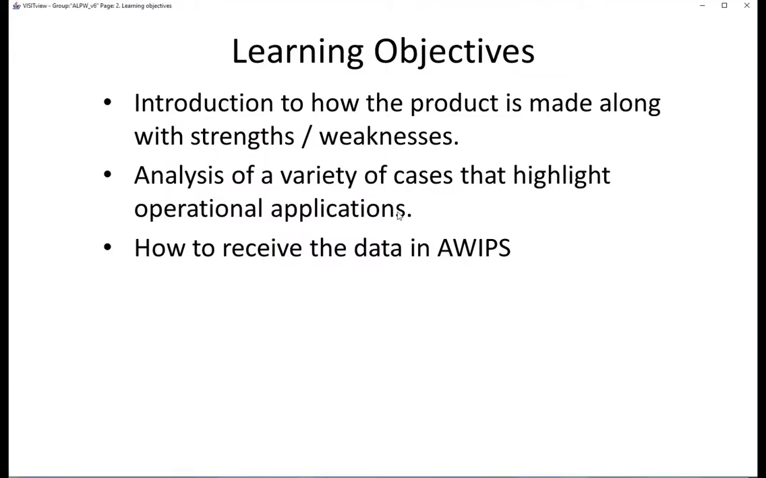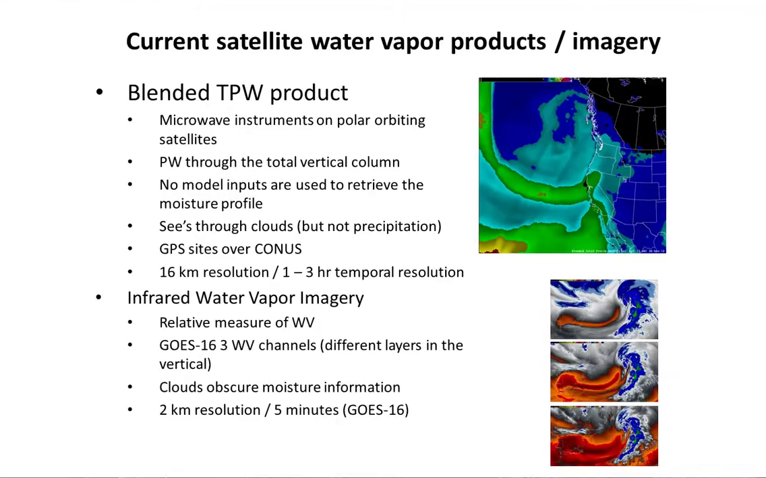Our learning objectives are to introduce how the product is made, along with strengths and weaknesses, analyze a variety of cases that highlight operational applications, and then at the end, how to receive the data in your AWIPS. First, let's discuss what PW products are available now.